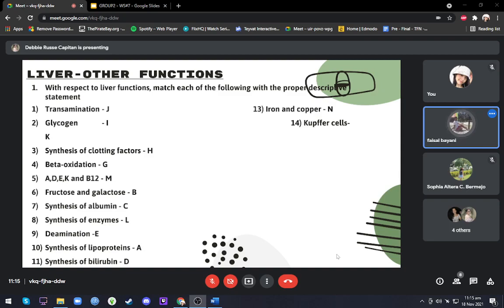8, synthesis of enzymes, L. 9, deamination, E. 10, synthesis of lipoproteins. Our answer is A. 11, synthesis of bilirubin. Our answer is D. 13, iron and copper, N. And 14, Kupffer cells, is letter K.